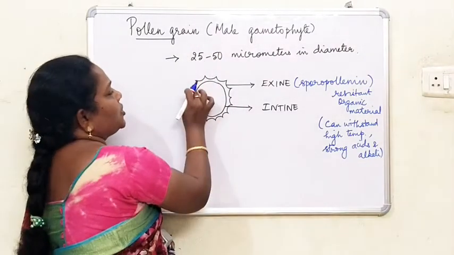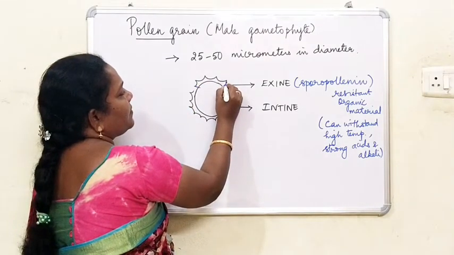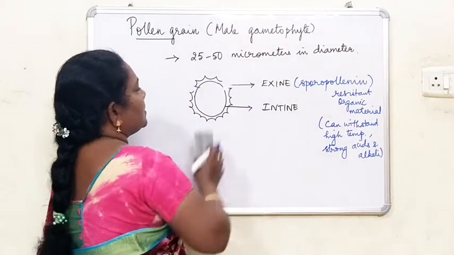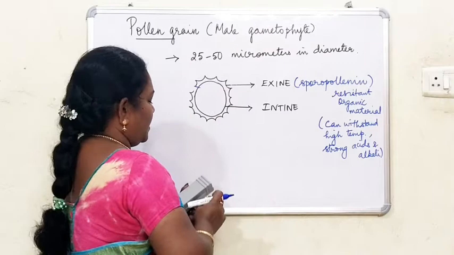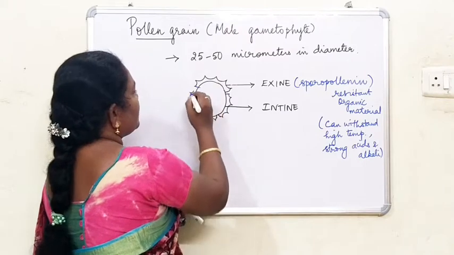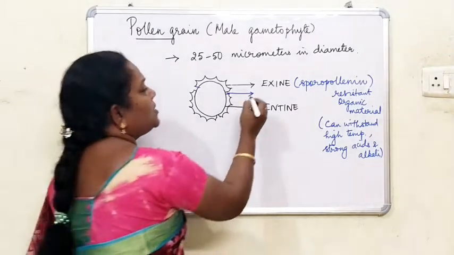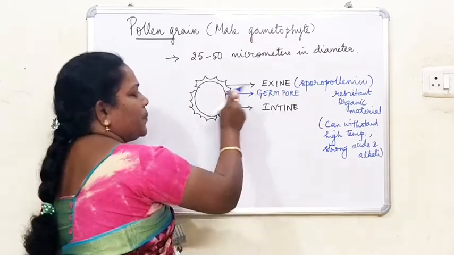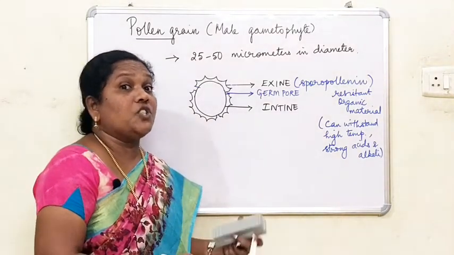And when you look at this structure, in some places this is absent. I'll mark it here. This is the exine layer that I've drawn here. If I give a break here, likewise here, there is a break. This region you call the germ pore. In these places, the Pulanen is absent. Pulanen is absent in germ pores.